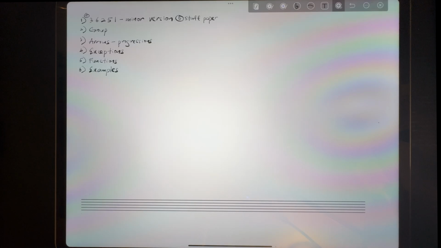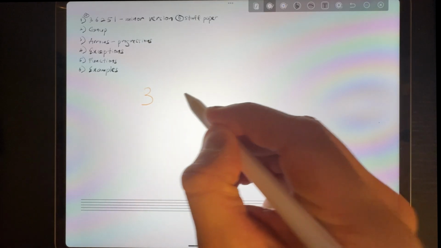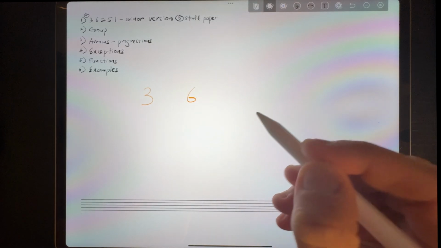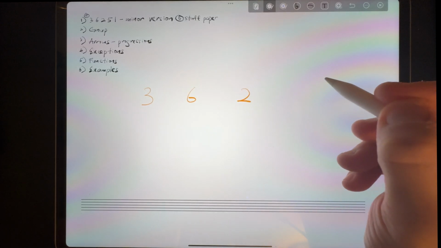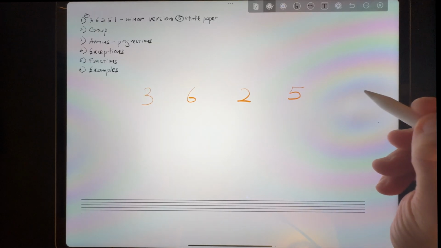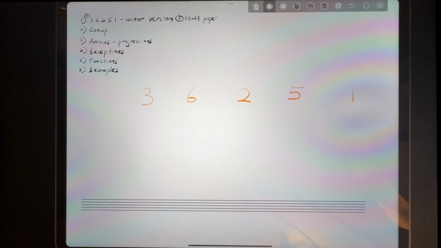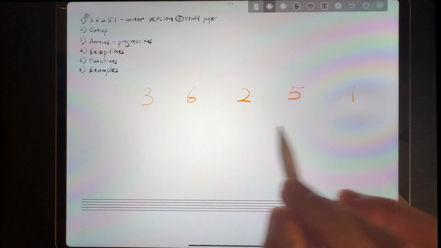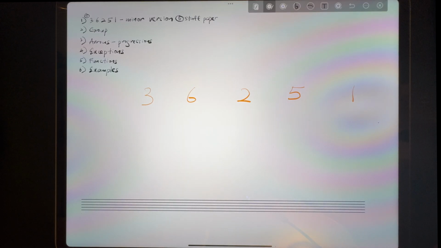Hello everyone, in this video today I will talk about the minor version of the functional harmonic progressions. We will start the concept by using the mnemonic device 36251. Then I'm going to translate this into Roman numerals, and this time the minor version of the Roman numerals.